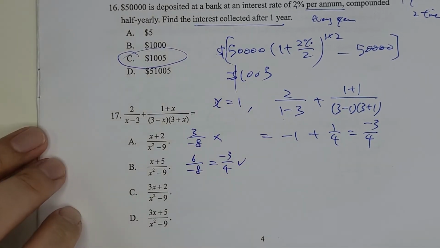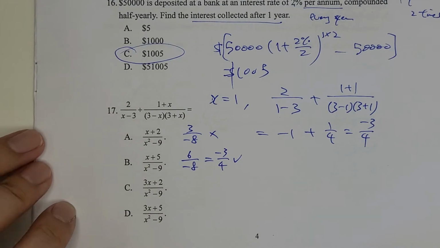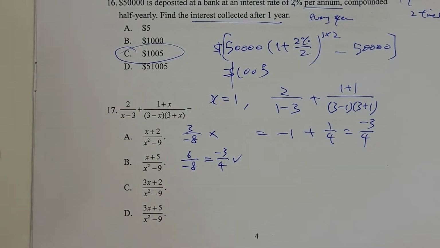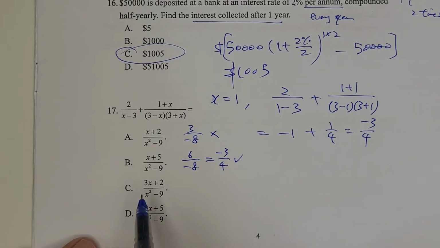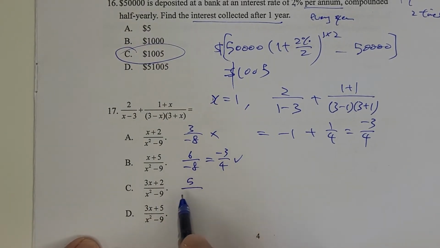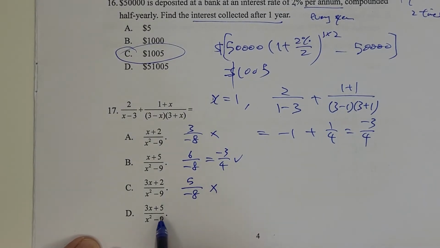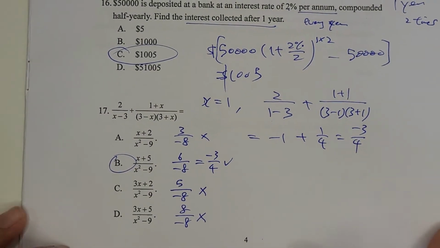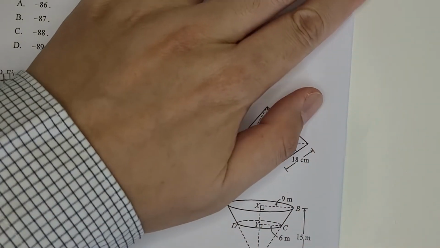Okay, B is correct. So check C and D also, because when you substitute x equals 1 in the options, the answer may be repeated. So in C, numerator 5, denominator negative 8. Okay, not the answer. Finally, in part D, x equals 1, numerator 8, denominator negative 8. Okay, not the answer. So the only answer is B. And go to question number 18.